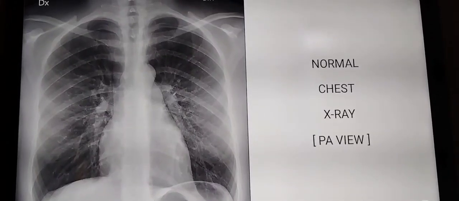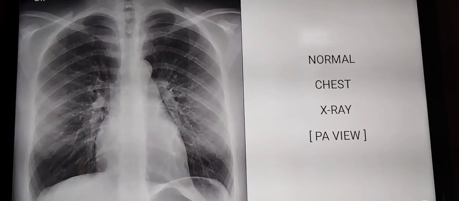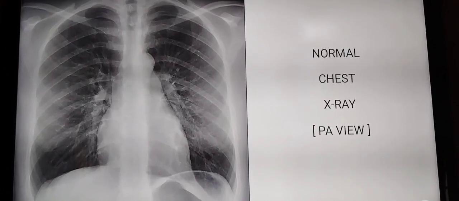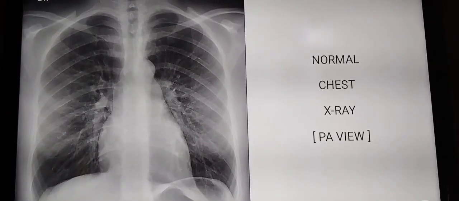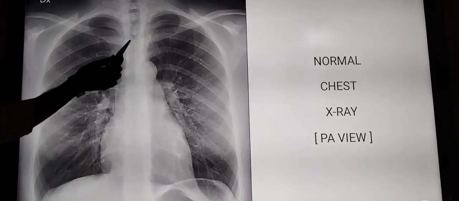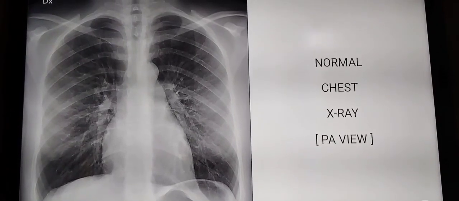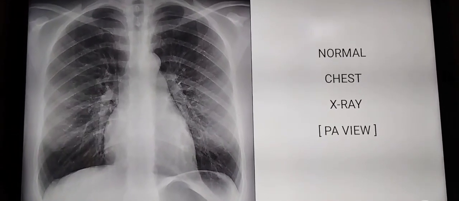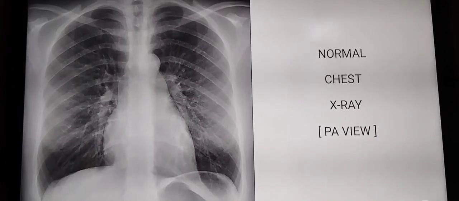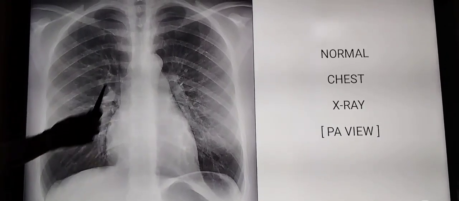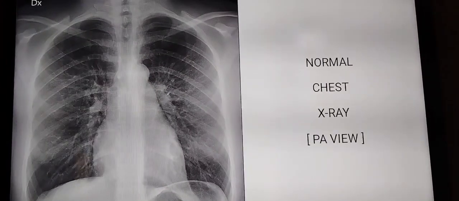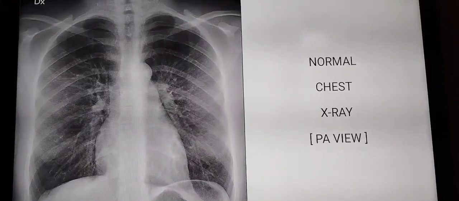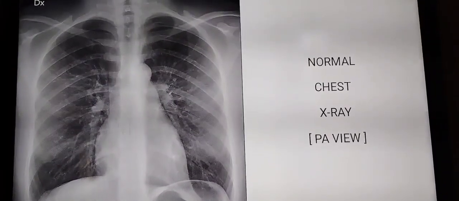Hello everyone, we are going to present normal and abnormal chest X-ray. The present picture is of a normal chest X-ray. The following structures are seen in a normal chest X-ray. First, trachea: the straight black shadow overlying the cervical vertebral column is the trachea. On both sides, the big black shadow represents both lungs. The big white shadow between the two lungs suggests the heart. Clavicle, scapula, humerus, ribs, and sternum are also seen in this picture.